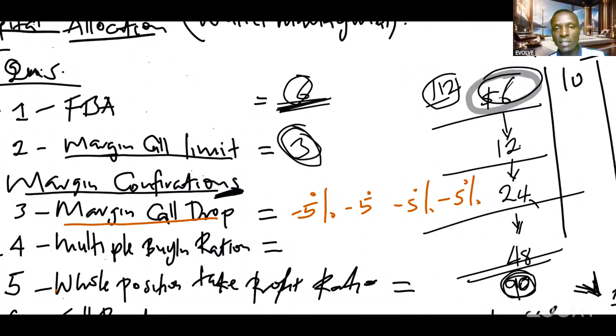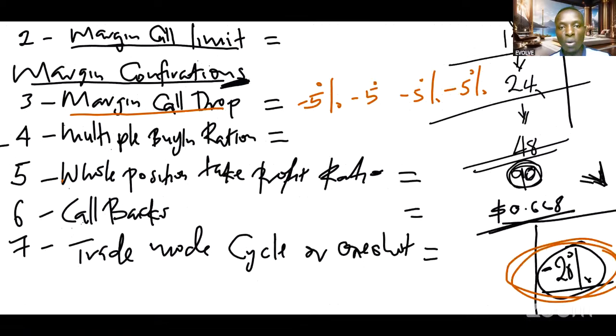So we are done with that. I hope that makes it easy for you. These other things, you just leave them the way they are. The margin call drop, you can leave as the default one. The multiple buying ratio, you leave it the way it is, it will double. For the whole position take profit ratio, you can put a maximum of 3%. If you are trading big market cap coins, like the top 10, top 15, top 20 and above, you take not more than 2%.